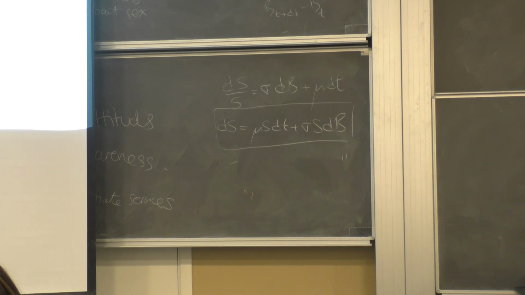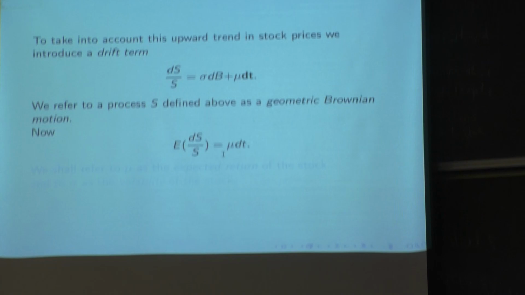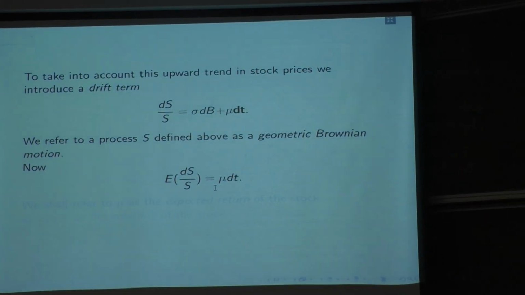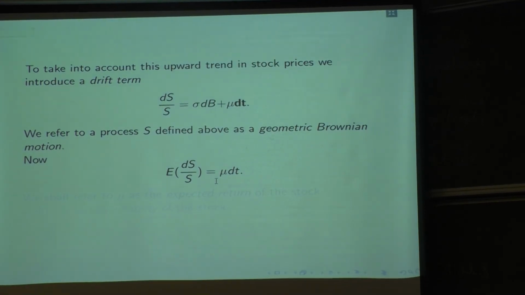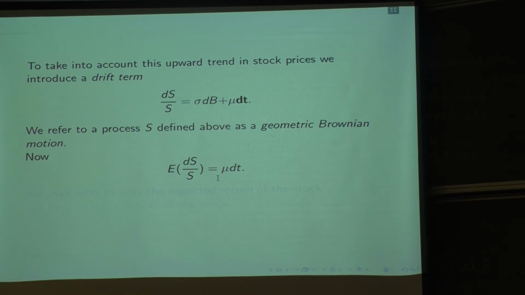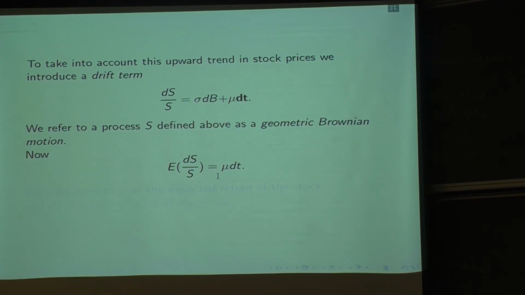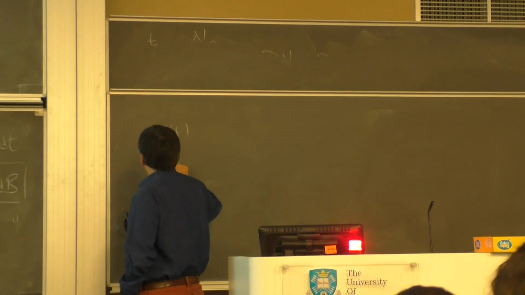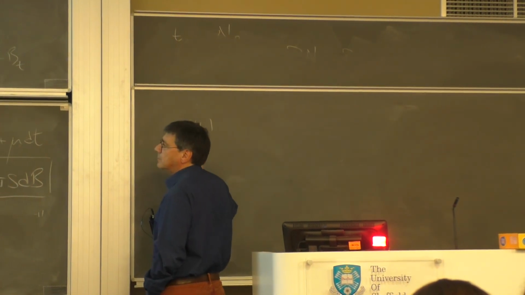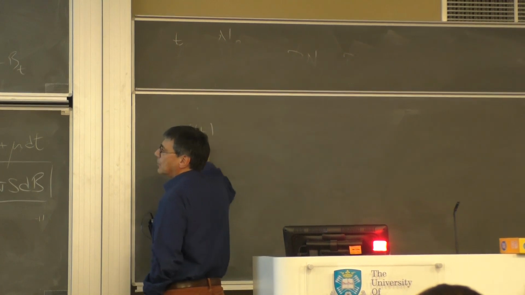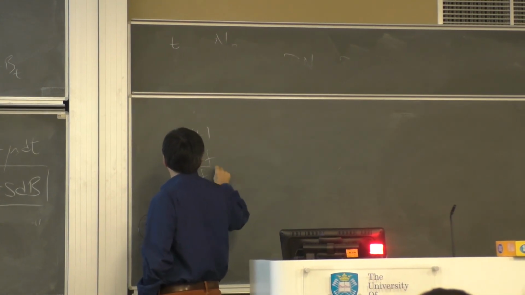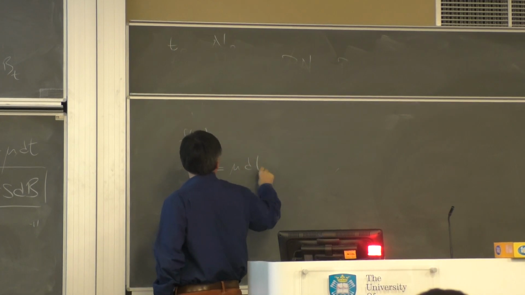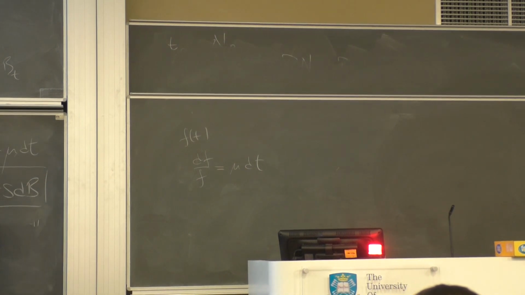So if we now ask ourselves what happens on average over an infinitesimal period of time, then the proportional change is mu times the length of time. So now, what sort of function behaves like that? So instead of looking at the expected value of this random variable, suppose that I have a function. I'm going to call it f of t. And suppose that I told you that df over f is mu dt. What sort of function behaves like this?